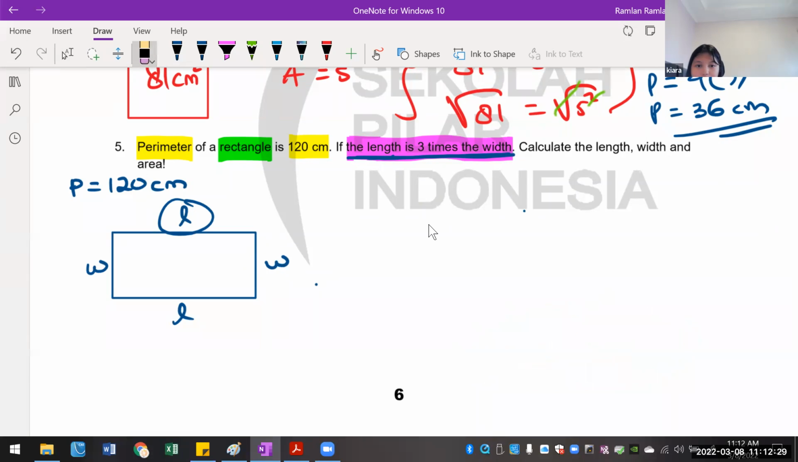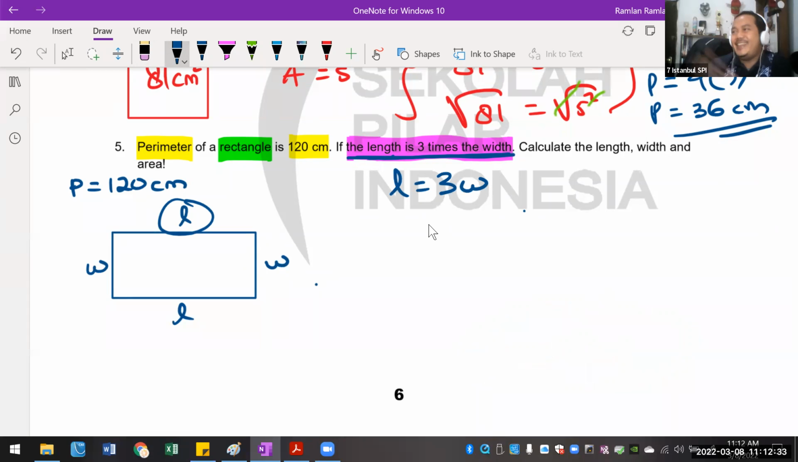L sama dengan 3W. Yes, very good, Kiara. Itu dia maksud saya ya. Okay. So L equals 3W. Why? Because the length, represented by L, we represent by an equal sign, and then 3 times, 3 multiply, gitu kan? Times itu kan multiply ya. The width. Kenapa ditulisnya enggak 3 dikali W aja, Pak? Ya sama aja, 3 kali W kan 3W gitu ya. Sama kayak algebra, we don't need to write down the multiplication sign. Ya enggak? Okay.